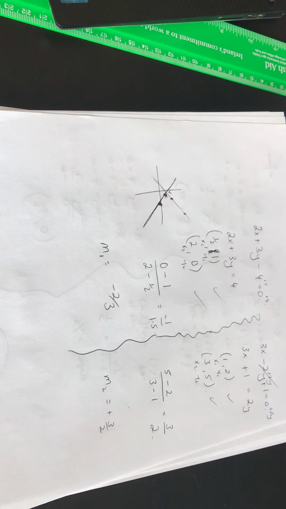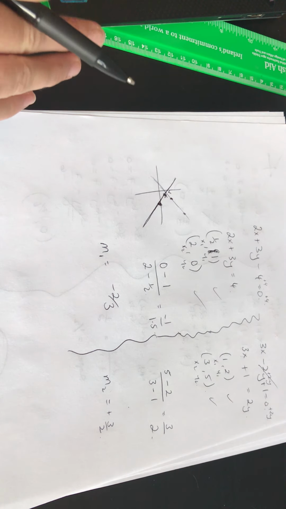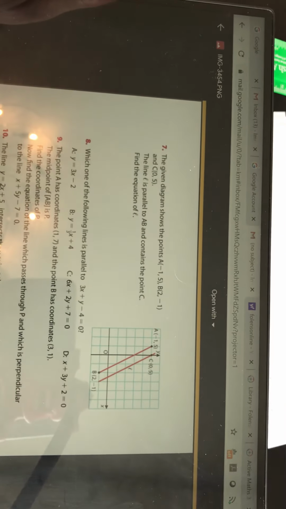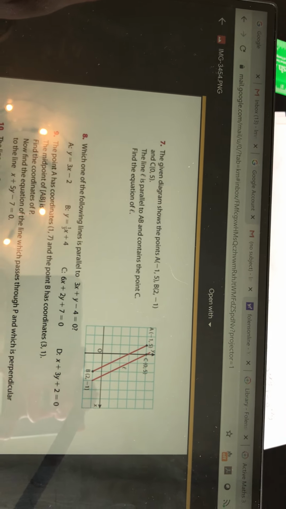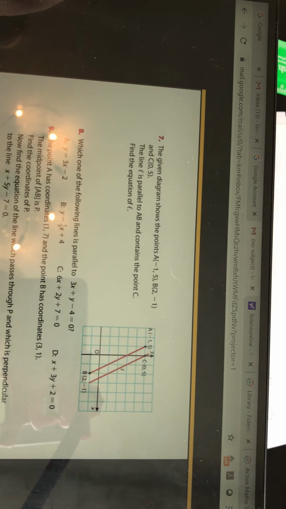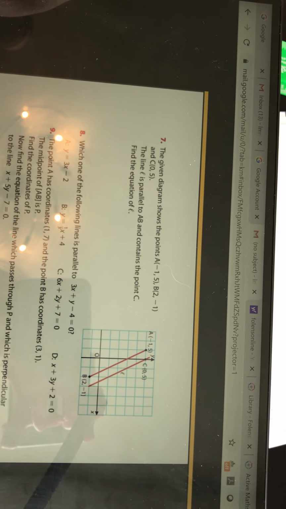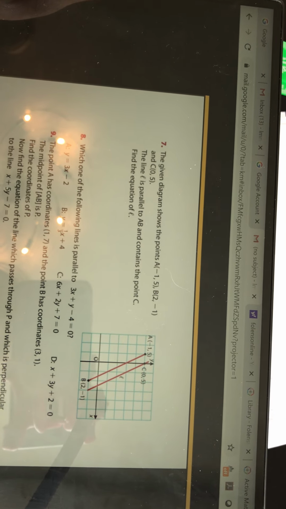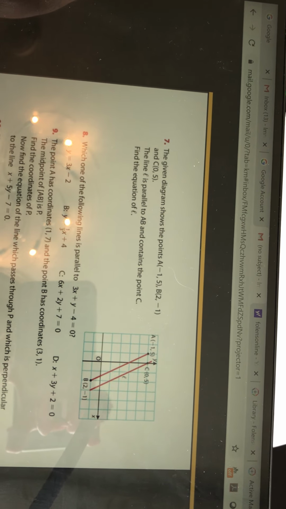The other question then that I'm going to have a look at is here. Question 7. So there's your diagram. And you have the points A and B. And then you have the point C. And the line L is parallel to AB. Now, parallel lines never meet and they have the same slope. And it contains the point C. Find the equation of L.